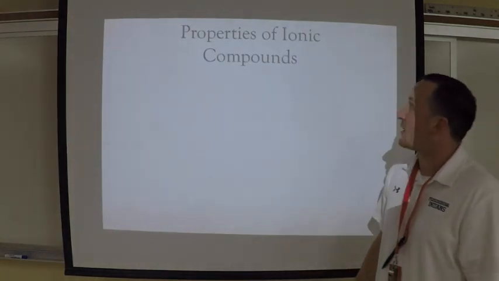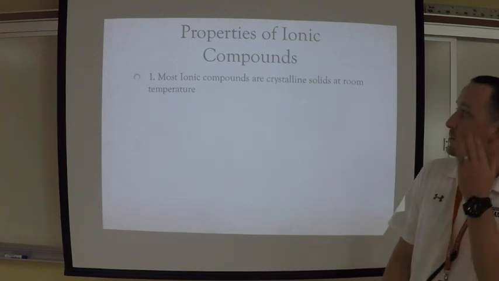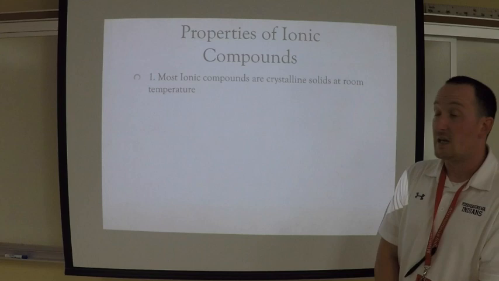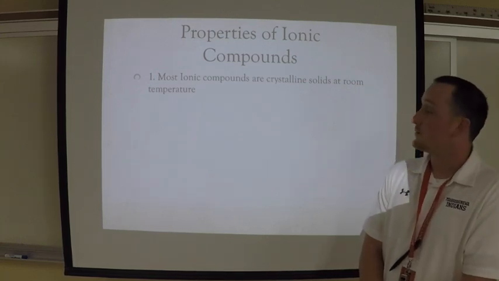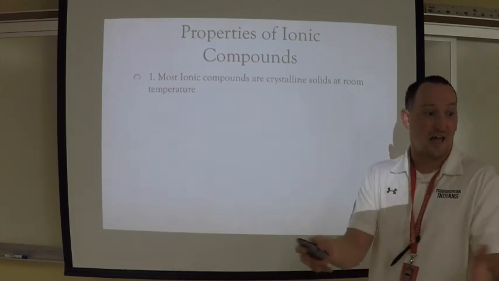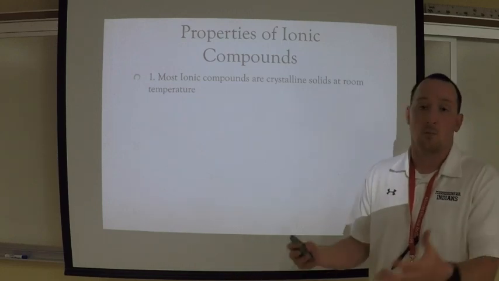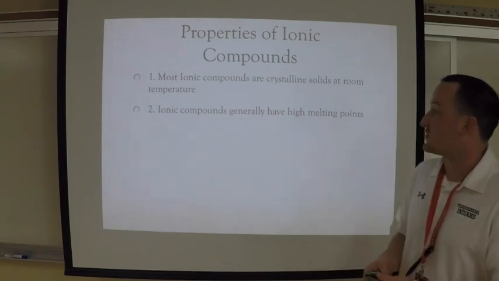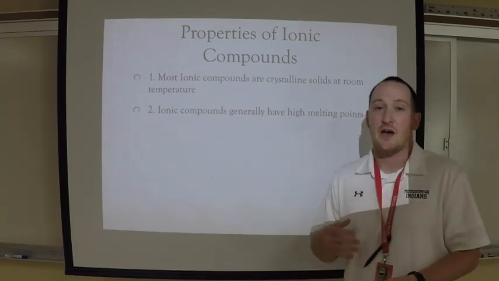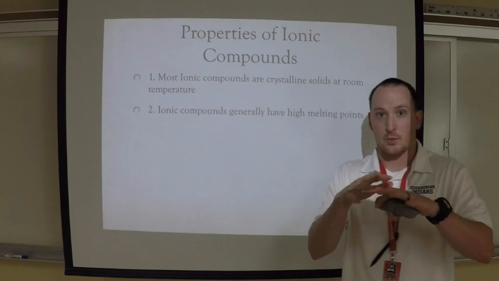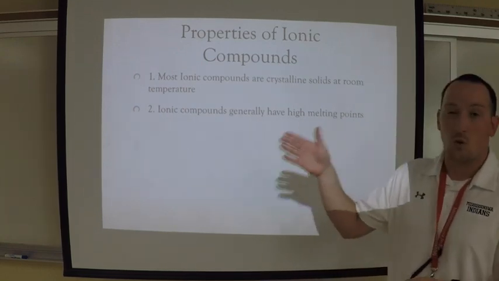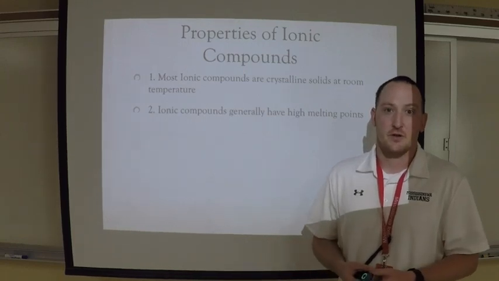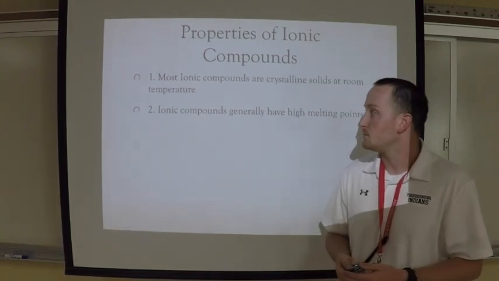Now, some of the properties of ionic compounds are that, first of all, most ionic compounds are crystalline solids at room temperature, meaning that if you had an ionic compound sitting out right now in the room, it would probably be solid. Next is that ionic compounds generally have high melting points, meaning we have to really heat them up a lot if we want to get them to turn into a liquid. Sodium chloride, what I was just talking about, has a melting point of about 800 degrees Celsius. So really, really high melting point.